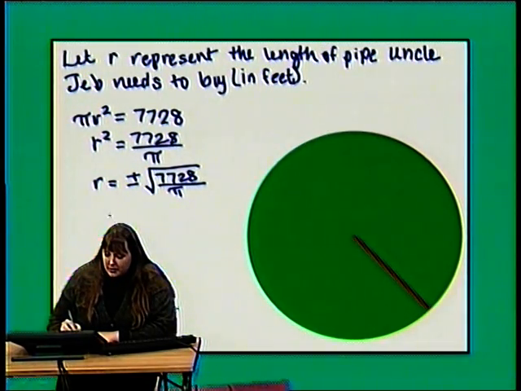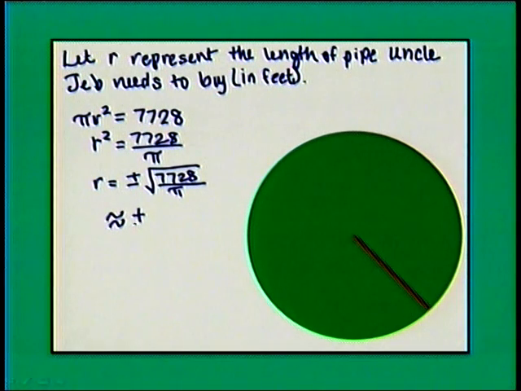So r is approximately plus or minus 49.6. Here we're looking at an application problem in which r represents the length of pipe. So negative 49.6 doesn't make any sense. So if we have a pipe of length 49.6, is this going to check in that it covers the area of the field, which was 7,728 square feet?